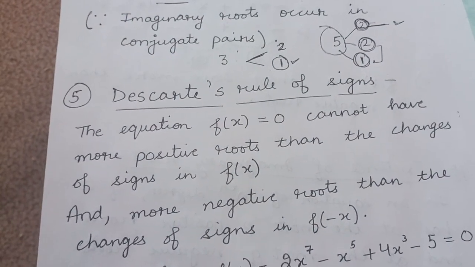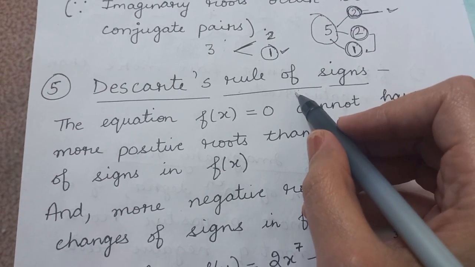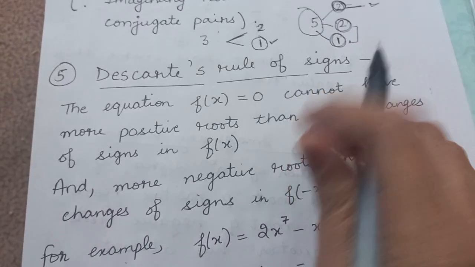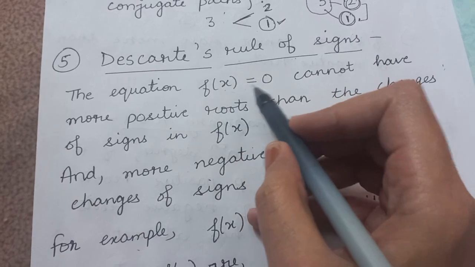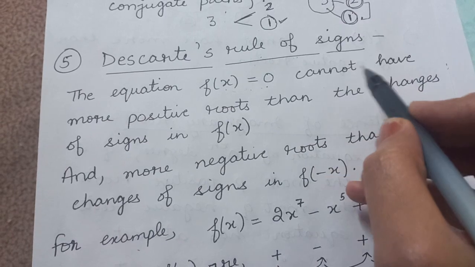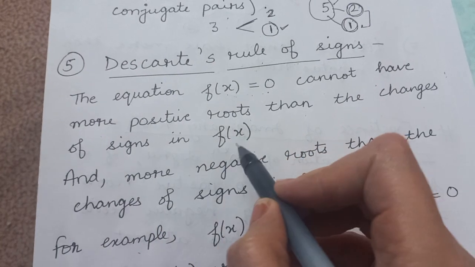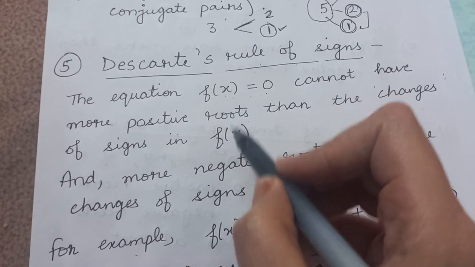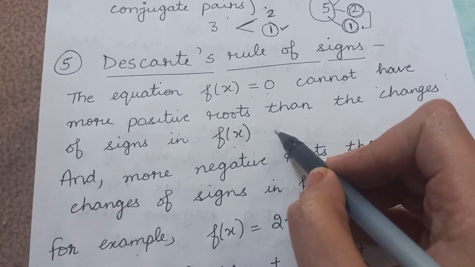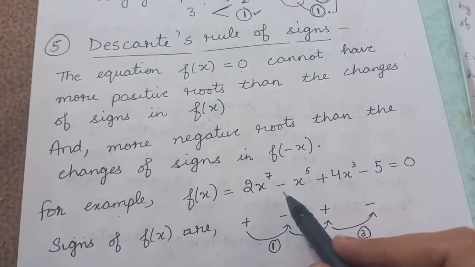Next property is Descartes' rule of signs. Now this rule is again about checking the nature of roots of the given equation. Okay, so how does it work? If we talk about an equation f of x equal to 0, this rule says that this equation can't have more positive roots than the changes of signs in f of x. You will observe your f of x and check how many changes in signs there are. Change in sign means when you jump from one term to another term, the sign changes from plus to minus. For example, look at this.